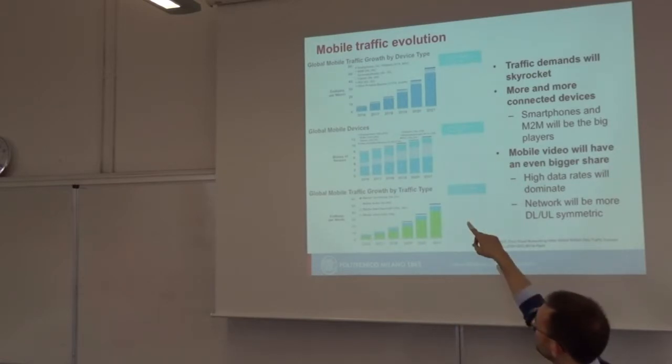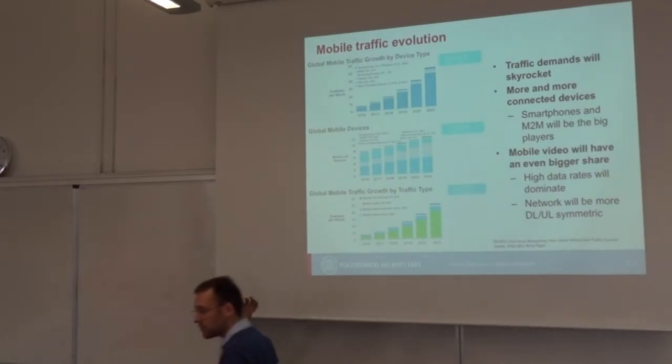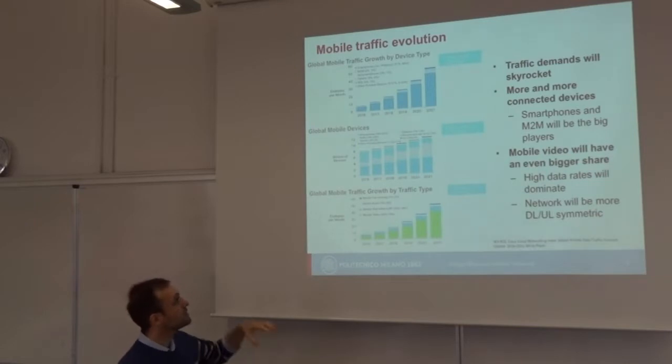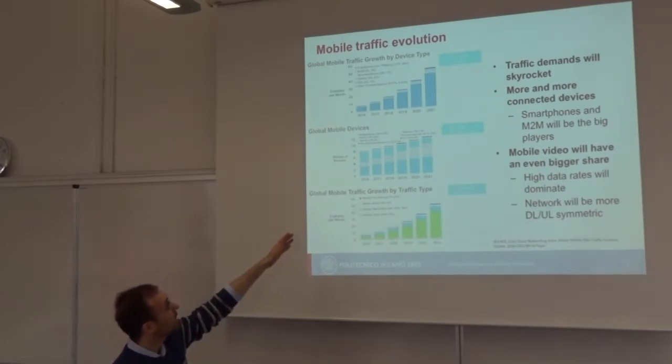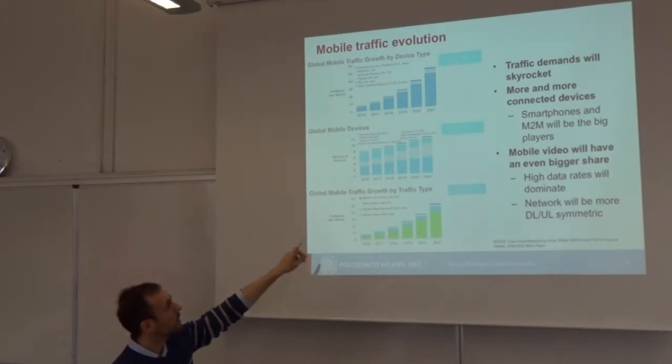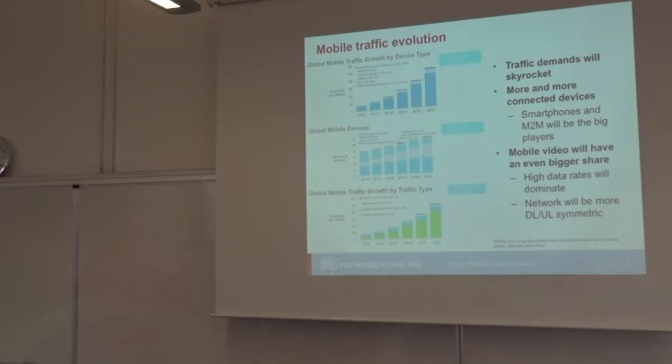Then we have the same thing for what we'll have in the future in terms of connected devices. The number of connected devices in the near future will not increase as much as the traffic does, and what we see is a change in terms of big players. Nowadays, the big players are basically smartphones and non-smartphone things. In the future, this slice, which is the slice of machine-to-machine communication, will grow a lot. As we can see, there will be a lot of devices, but the volume they generate will be smaller.